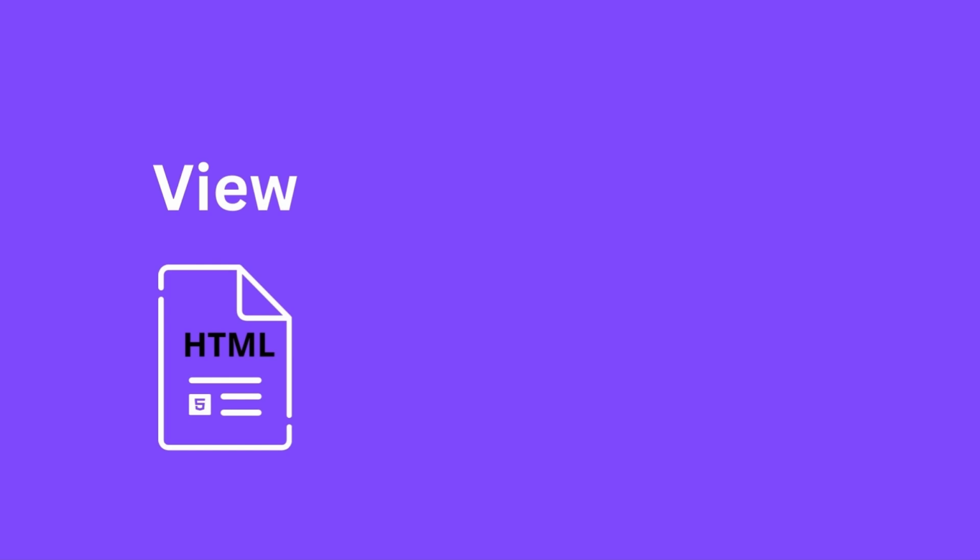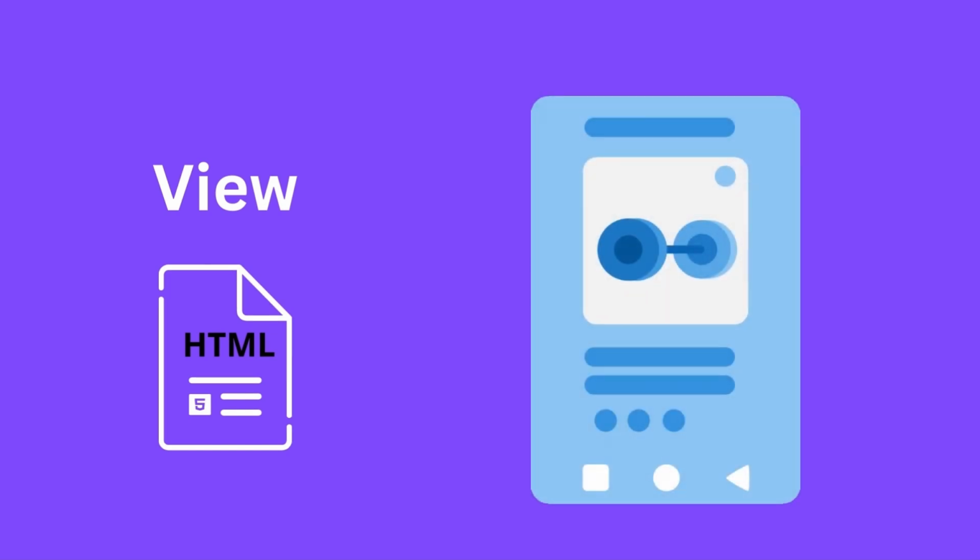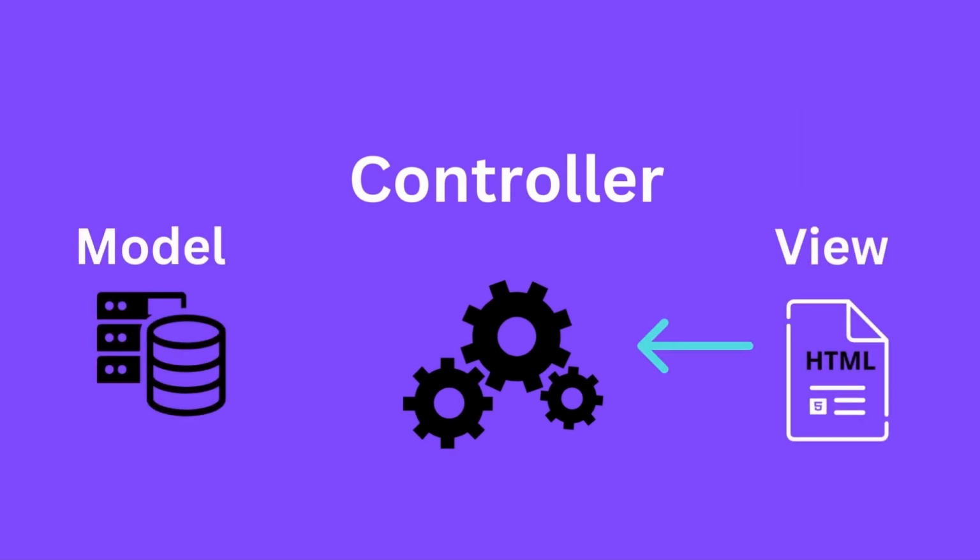A view in MVC is the part of the application that displays the data to the user. A controller then manages user input and interaction, determining which model types to work with and which view to render, effectively controlling the application's response to requests.